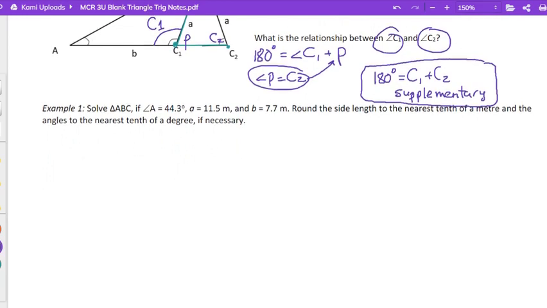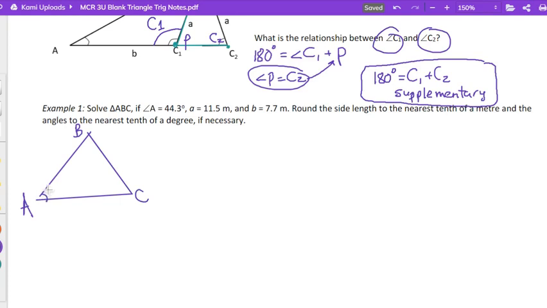Okay, let's do an example. Solve triangle ABC. If angle A is this, AB is that, okay? Round the side length, blah, blah. What do I do first? I draw a picture. Folks, it doesn't matter. On the test, you're going to get an equilateral triangle that is actually not equilateral, meaning I'm not going to draw it to scale. This is angle A, this is angle B, this is angle C. So don't worry what kind of triangle you're drawing.